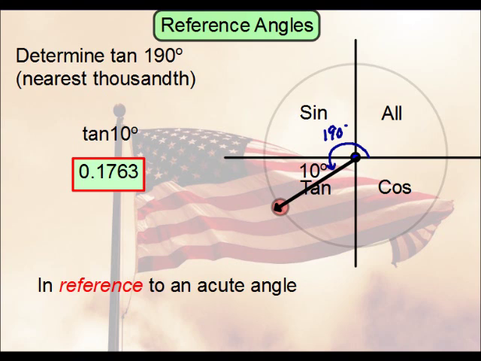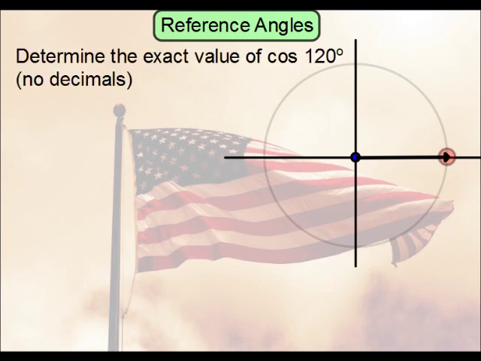Okay, let's do one last one. Then after that, we can move into the new stuff. So the cosine of 120. Just as before, you'll want to map out that angle. That'll put us in quadrant 2. Get the reference angle here.